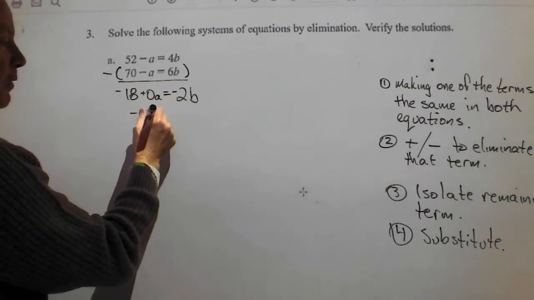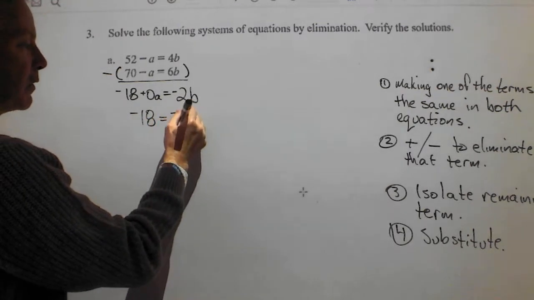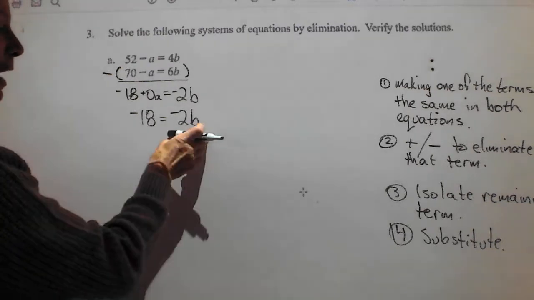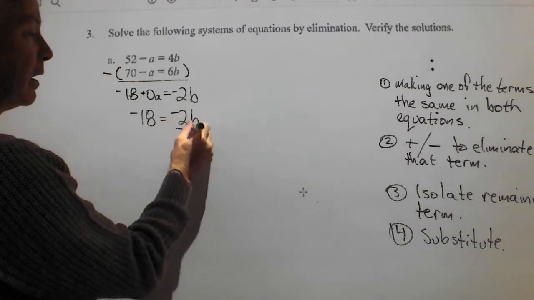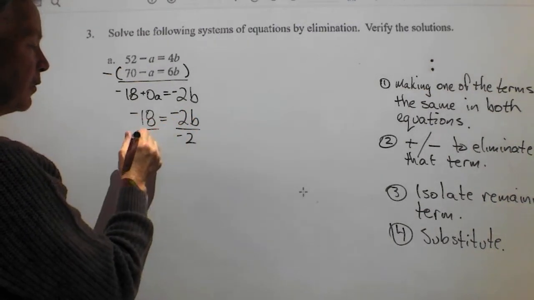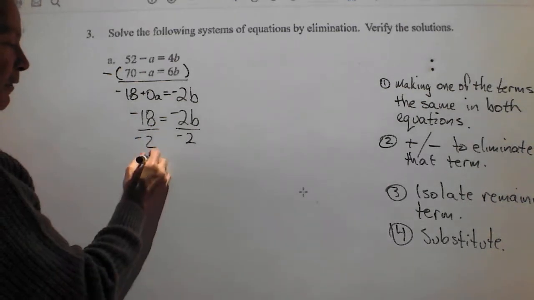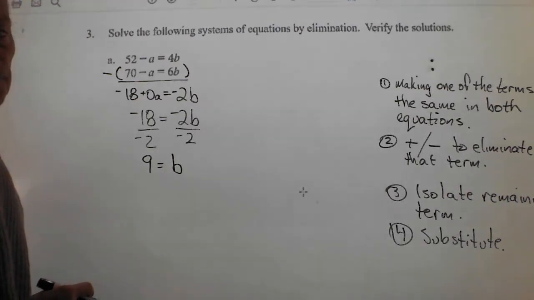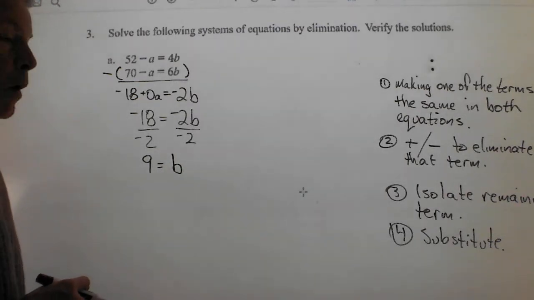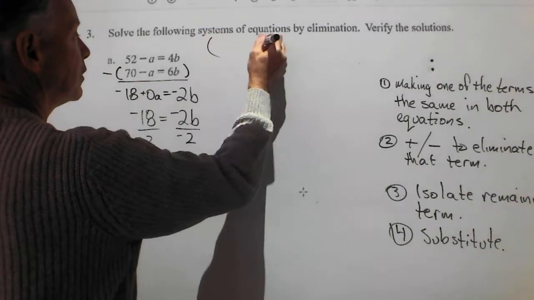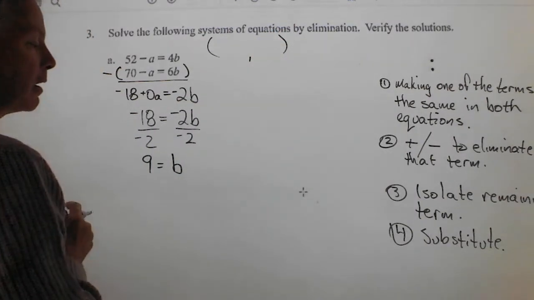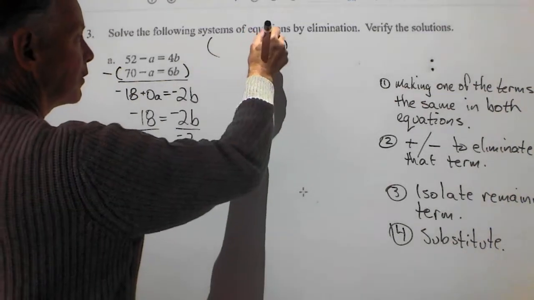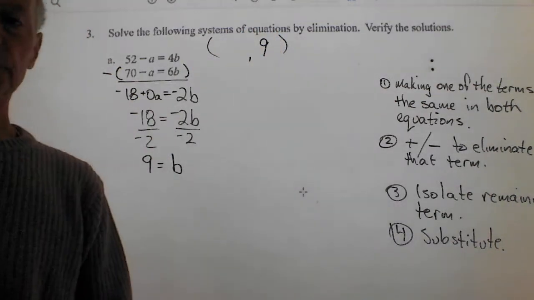I'm just going to write this more simply as negative 18 equals negative 2b, and then it becomes pretty obvious that our last step to isolate b is to get rid of that negative 2, divide both sides by negative 2, and that gives you 9 equals b. Okay? We're halfway there. Remember that our solution will eventually be an ordered pair. I'll just put these in alphabetical order, so b is our second term, and there it is. Okay?